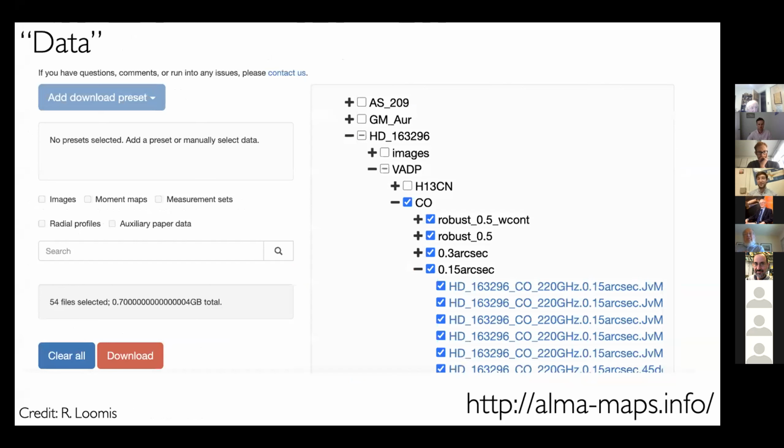We have this very nice data selector where you can select the disk, the image, the data product, the particular molecular line, the angular resolution, and the product that you want. This is a tremendous amount of data, so be careful if you select all of it. I think it's 10 terabytes. So just grab what you want. But extreme credit to Ryan Loomis for putting this together over the last few months.